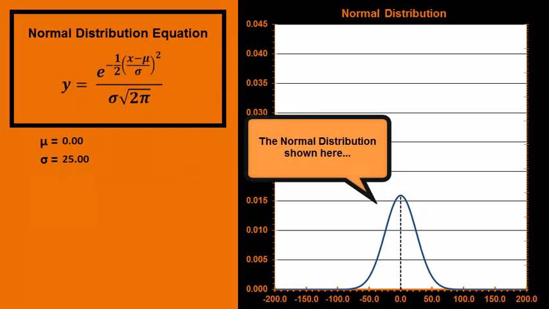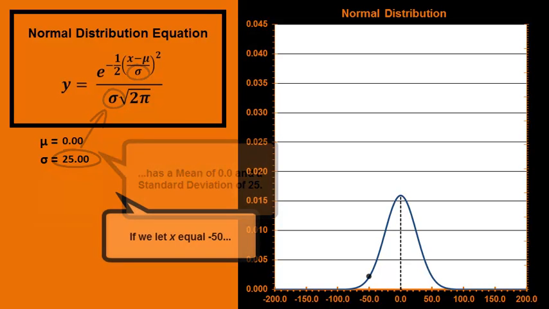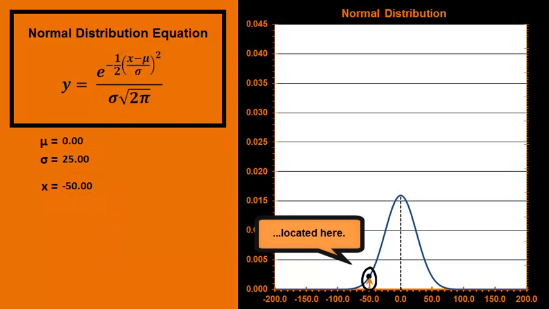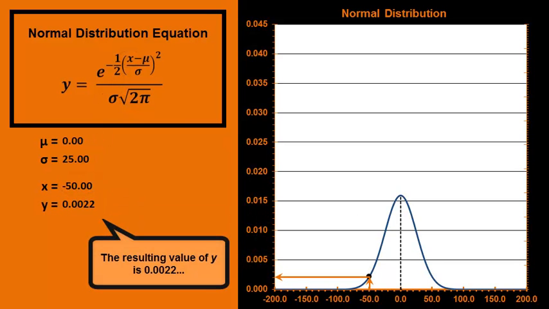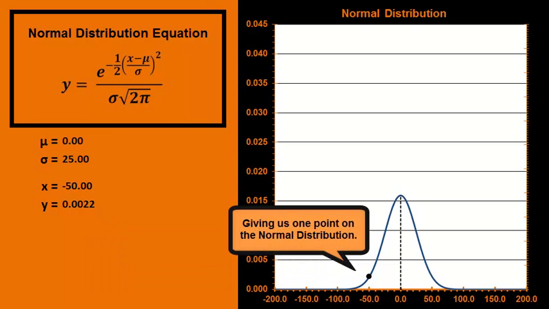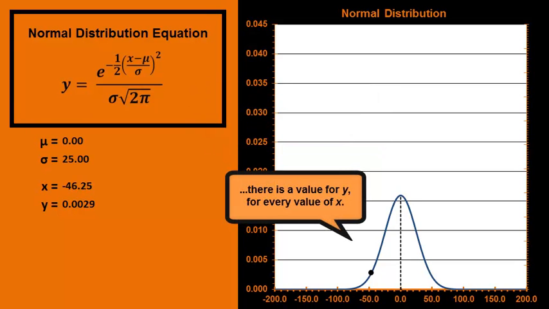The normal distribution shown here has a mean of 0.0 and a standard deviation of 25. If we let x equal minus 50, located here, the resulting value of y is 0.0022, shown here, giving us 1 point on the normal distribution. Because the normal distribution is a continuous function, there is a value for y for every value of x.